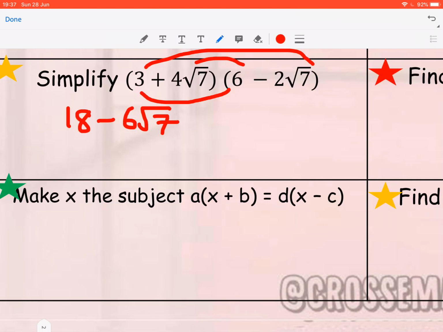Inside edges, 4 times 6. 4 times 6 is 24. There's going to be a root 7 on the end, because it's not just a 4, it's a 4 root 7. So 24 root 7.